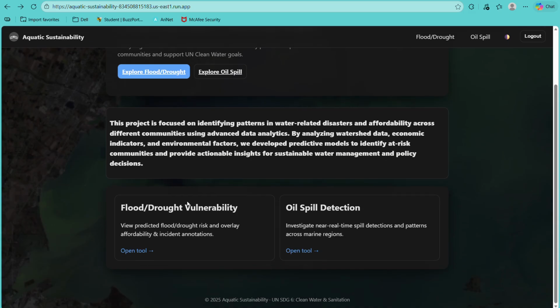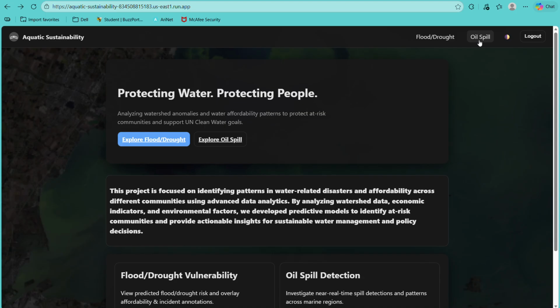And we currently have two kinds of analysis so far, which include flood and drought vulnerability as well as oil spill detection. And they use ML models to essentially predict and/or identify different kinds of disasters across the world using satellite imagery and different kinds of map data sets we currently have access to.